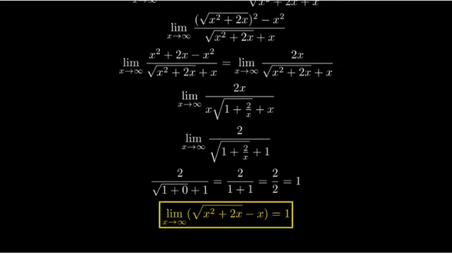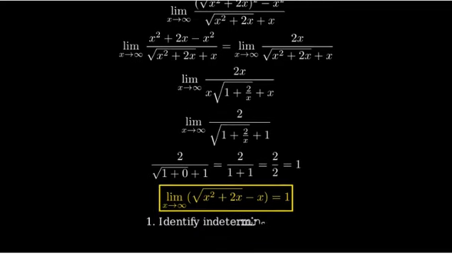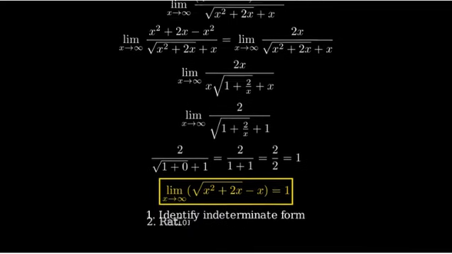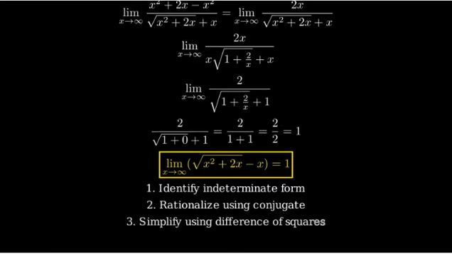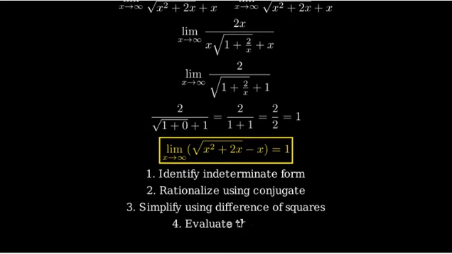Let's review the key steps we used. First, we identified this was an indeterminate form. Then, we used the conjugate to rationalize. Next, we simplified using difference of squares. Finally, we evaluated the limit as x approached infinity.